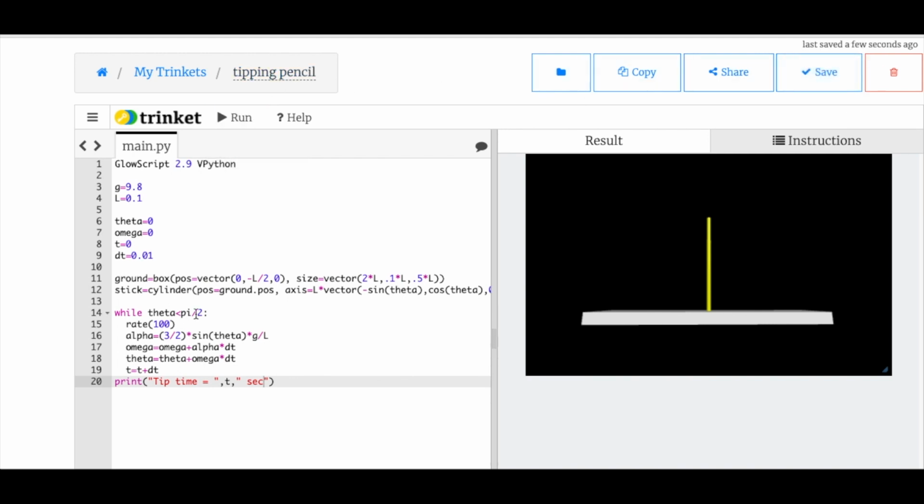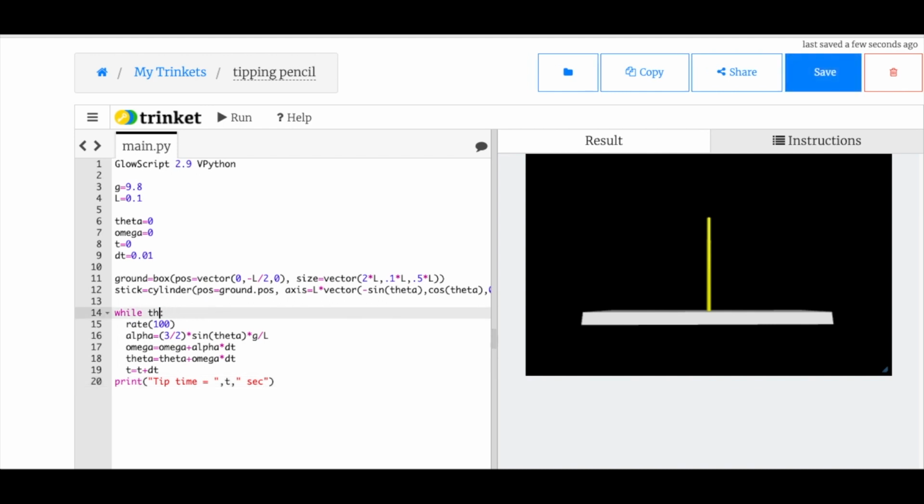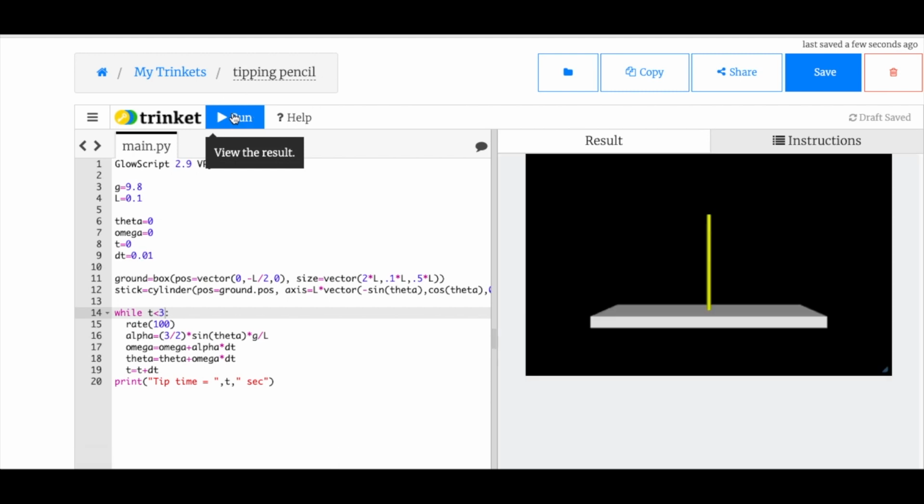Oh, actually, this is not going to work. I'm going to change this because I just realized. I'm going to run it for 3 seconds, while t less than 3. Tip time. Get it?